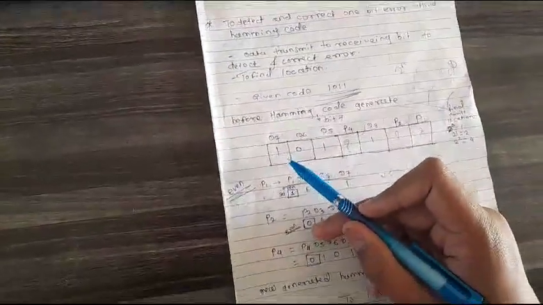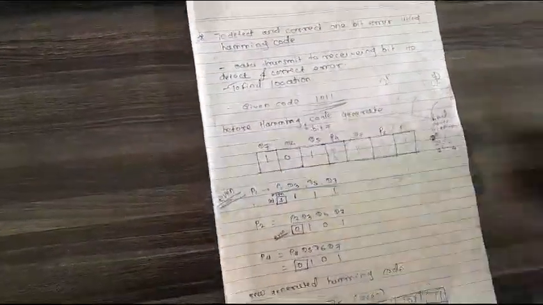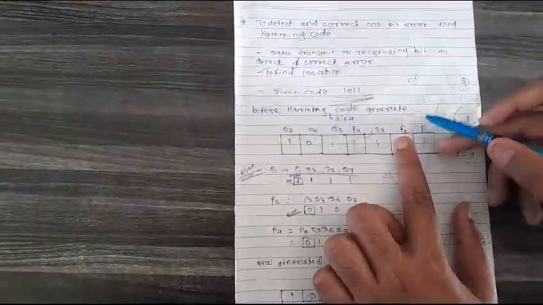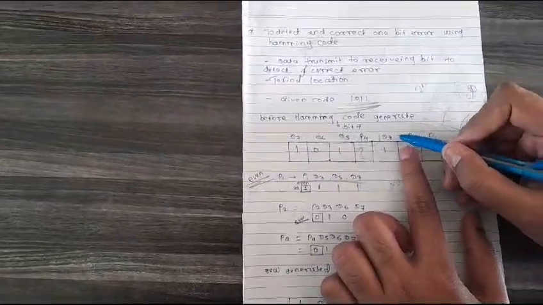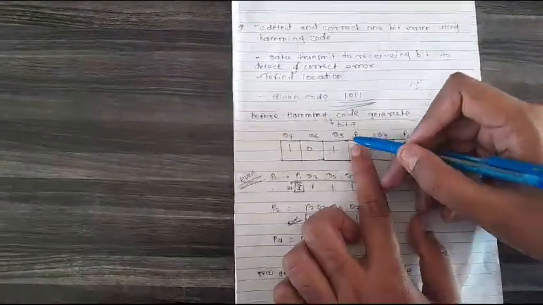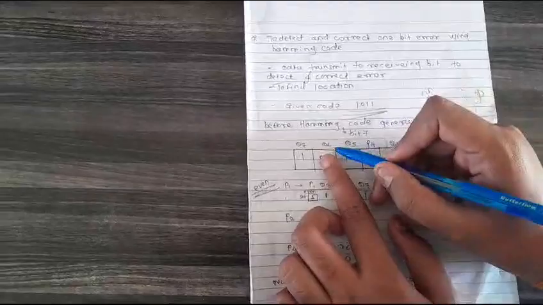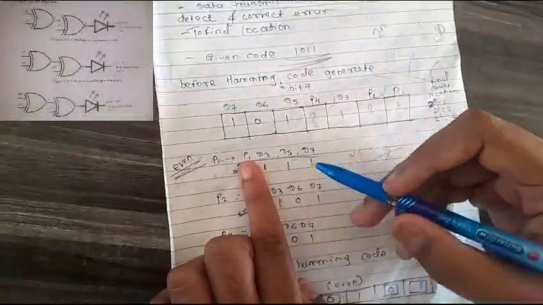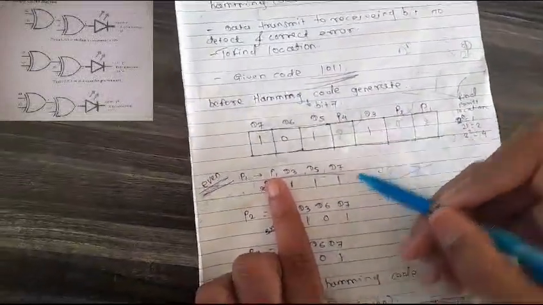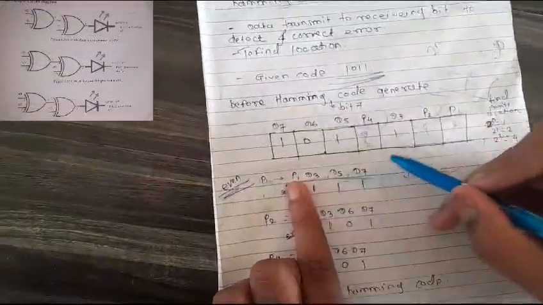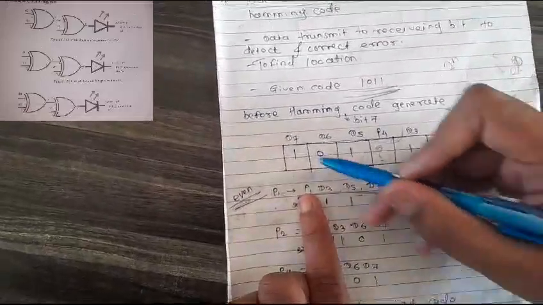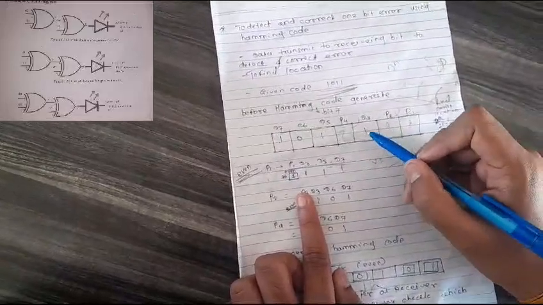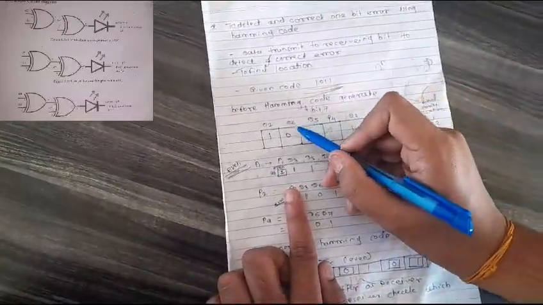Now we will write the given code in the data bits of the Hamming code. To find parity 1, we skip P2, take data bit D3, skip parity 4, take D5, then skip D6 and take D7. We need to generate an even code. D3 is 1, D5 is also 1, and D7 is 1.